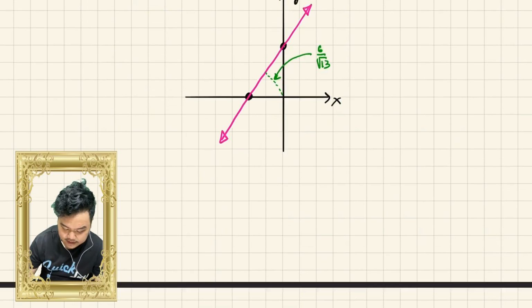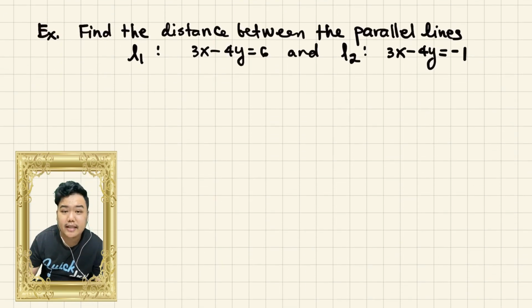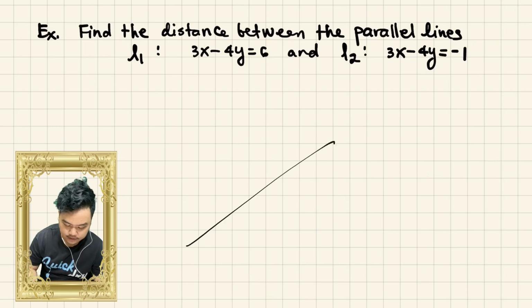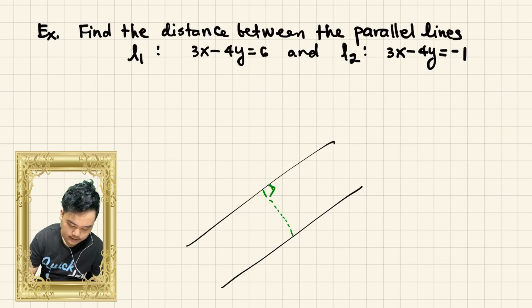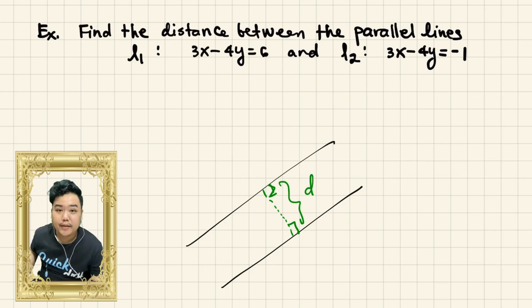Okay, punta tayo dun sa next example natin. Interesting to kasi nagpapahanap naman ng distansya between two parallel lines. So, pag sinabing distance between two parallel lines, yun yung perpendicular distance nila. So, let's say, ito yung dalawang parallel lines mo. Yung distansya nila ay yung perpendicular distance nila. So, yan yung pinapahanap dyan.